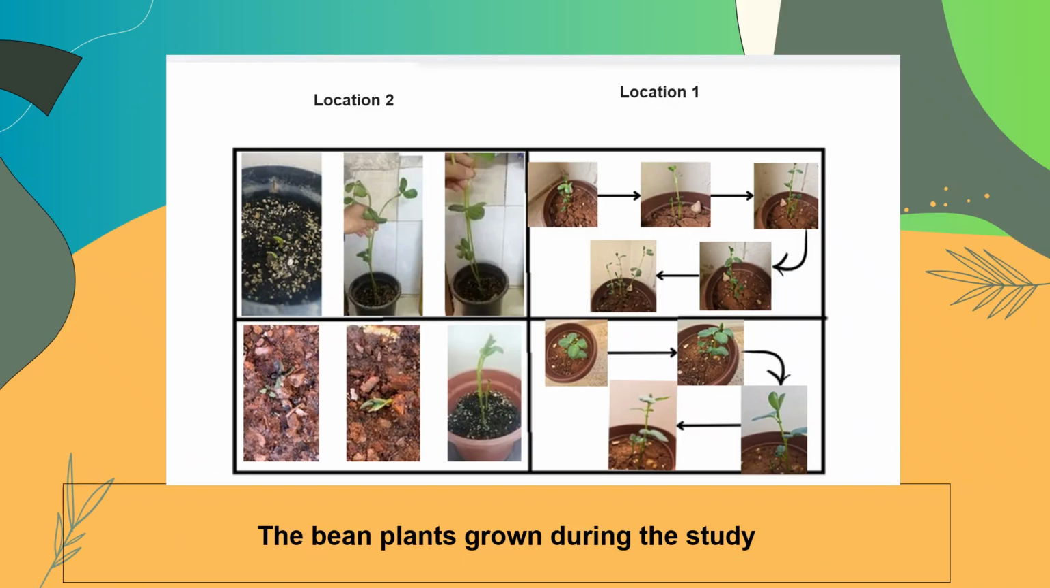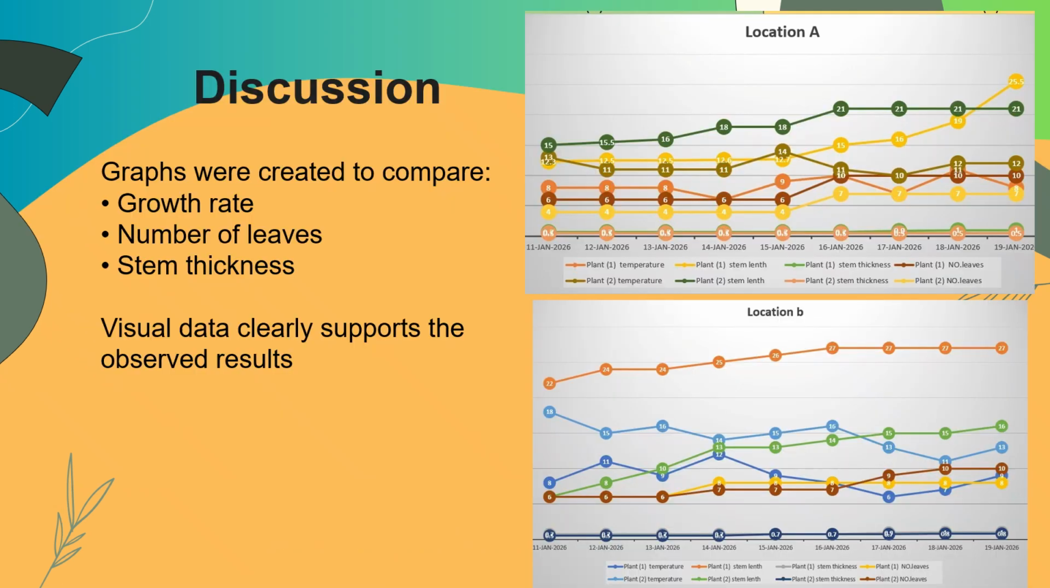This slide compares the two locations visually. It highlights how temperature alone can cause noticeable differences in plant structure and health. Graphs were used to compare growth rate, number of leaves, and stem thickness. Visual data made it easier to understand the impact of temperature on plant development.